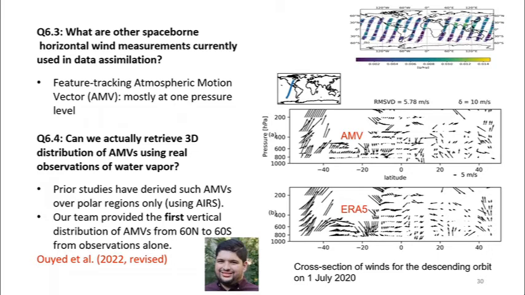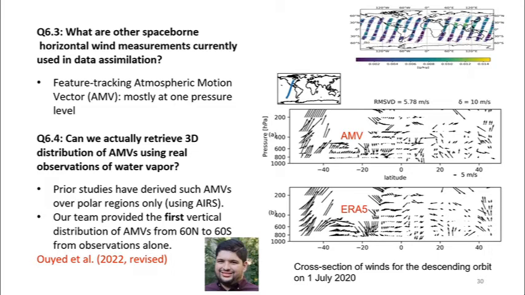And prior studies have done that only over polar regions. Over tropics and mid-latitudes, nobody has done that until we finished our analysis. We essentially provide the 3D wind from 60 degrees north to 60 degrees south using the water vapor data from operational NOAA satellites, NOAA 20 and Suomi NPP. Both use hyperspectral infrared sounders separated by 50 minutes. So we keep track of the movement of water vapor between 50 minutes. Then we retrieve the wind using variational methods.